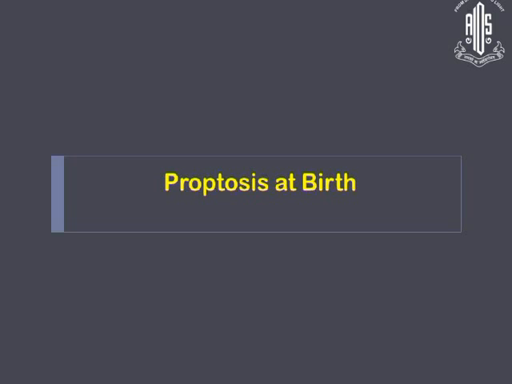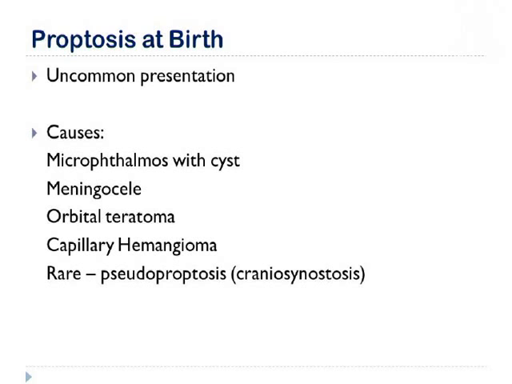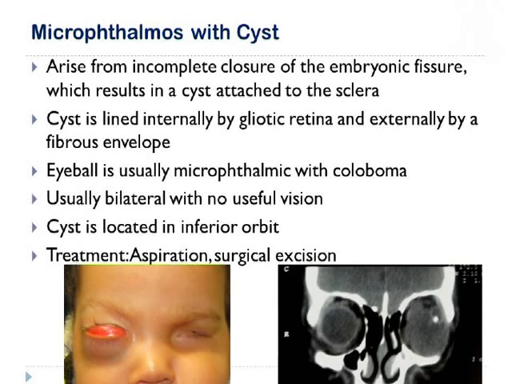Proptosis at birth is quite rare, and the various causes are microphthalmos with cyst, meningocele, orbital teratoma, capillary hemangioma, and rarely we come across pseudoproptosis. So coming to microphthalmos with cyst, as we all know, it arises from incomplete closure of the embryonic fissure, and basically the eyeballs are microphthalmic, and generally it is bilateral, and this is what is typical.